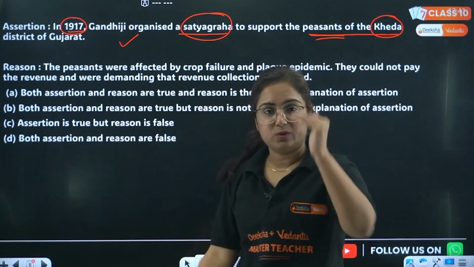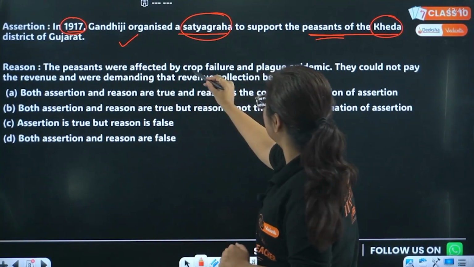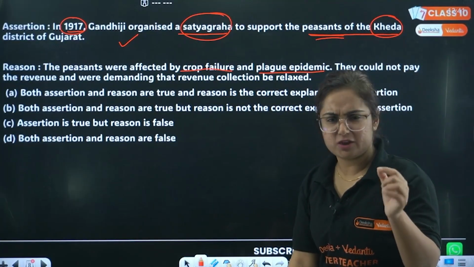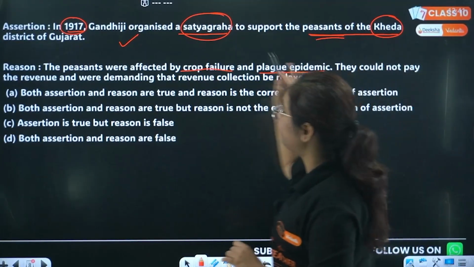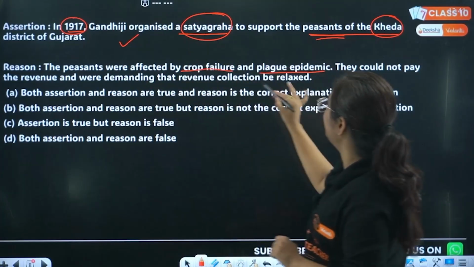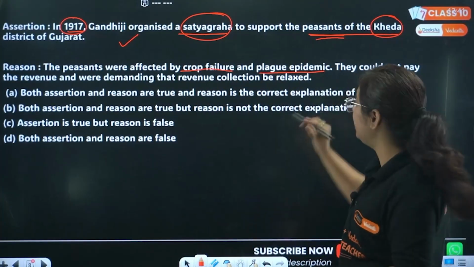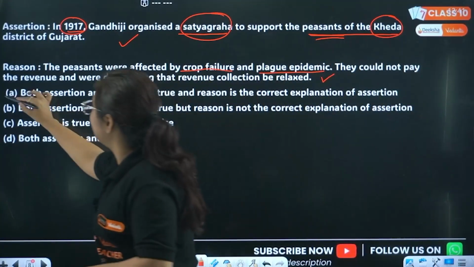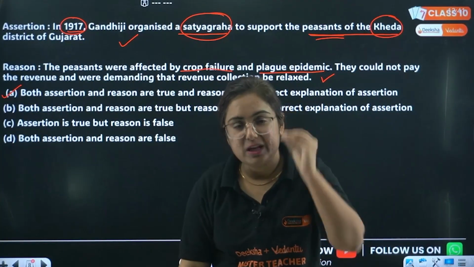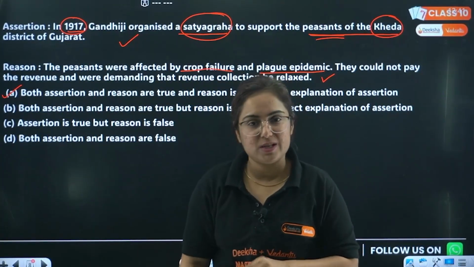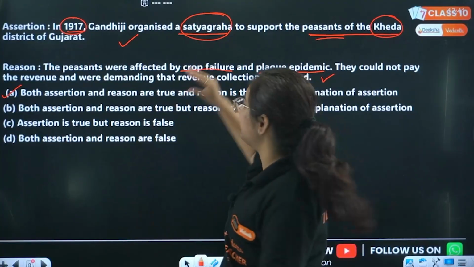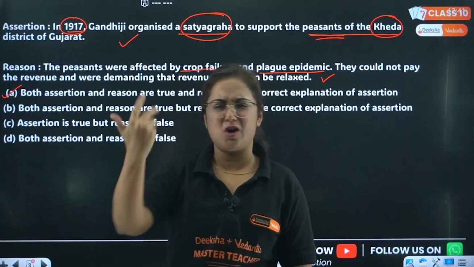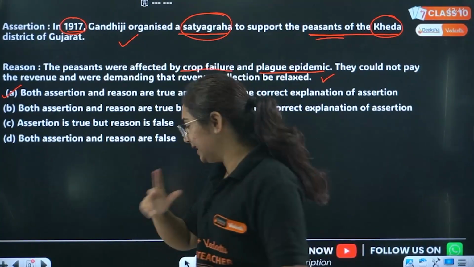So everything in this assertion is separately true. Moving to the reason: the peasants were affected by crop failure and plague epidemic. Do you feel that it was the issue? Yes. So they could not pay the revenue and were demanding the revenue collection be relaxed, as I told you. So both A and R are true, and R is the correct explanation of A. This is how we solve assertion reason type questions. First, read the points independently and then find the connection between them by adding words like "because".